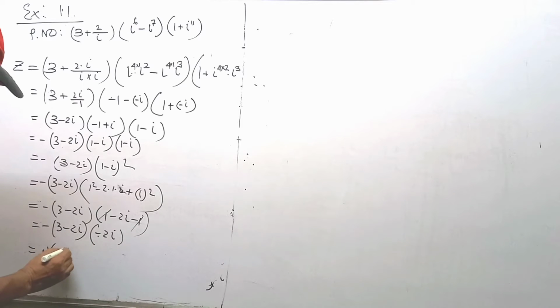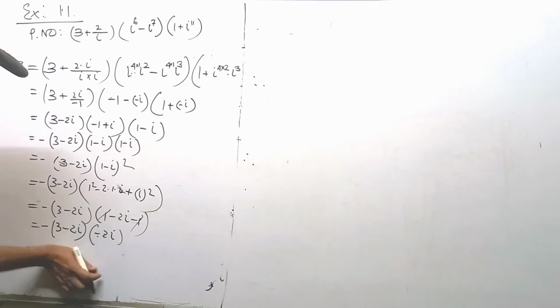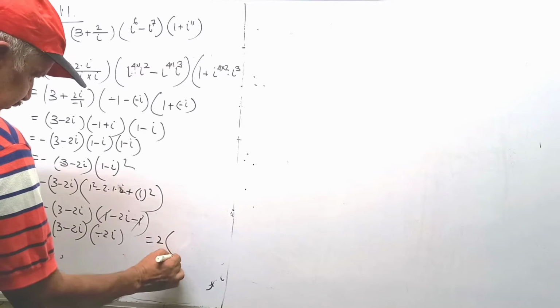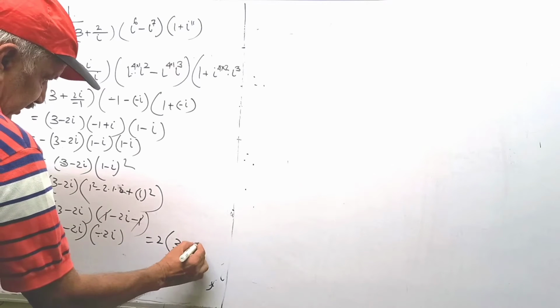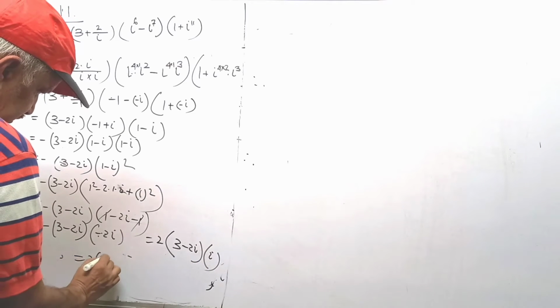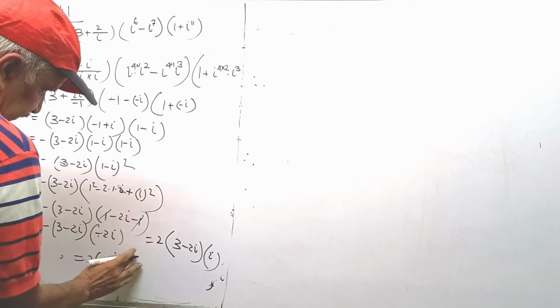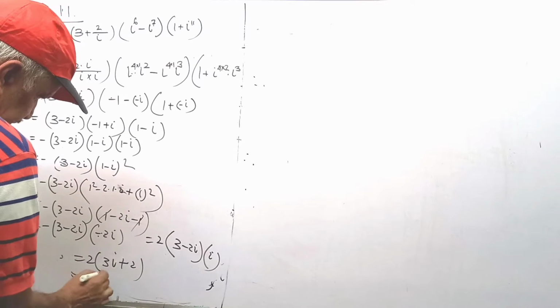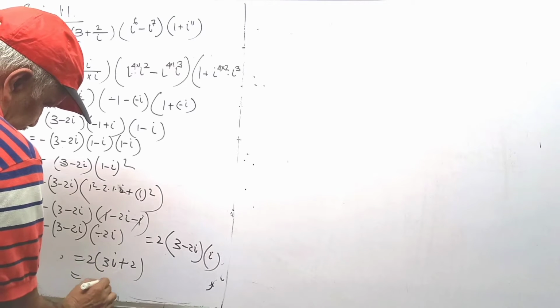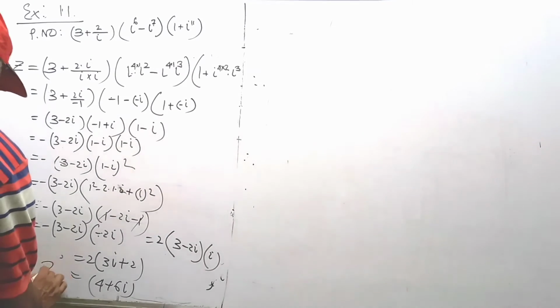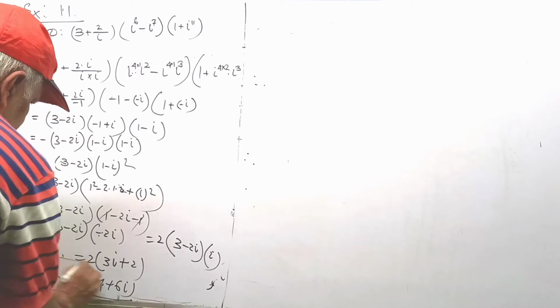3i or 2i square, we can write minus minus plus 2, 3 minus 2i into i, so equal to 3i minus 2i square, that is 2 multiplied by 2, 4 plus 6i. This is my answer.